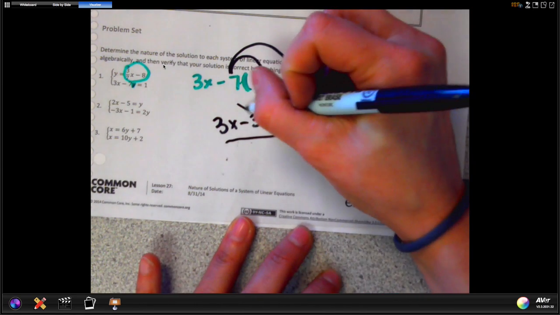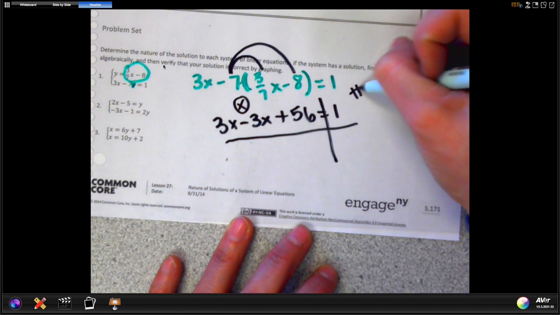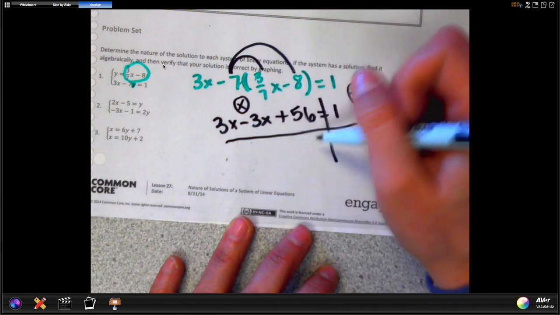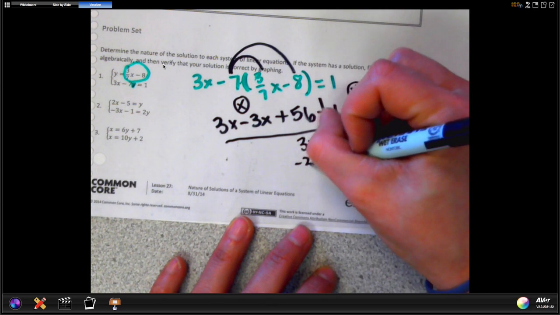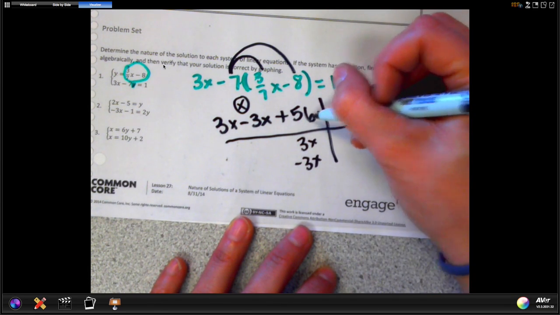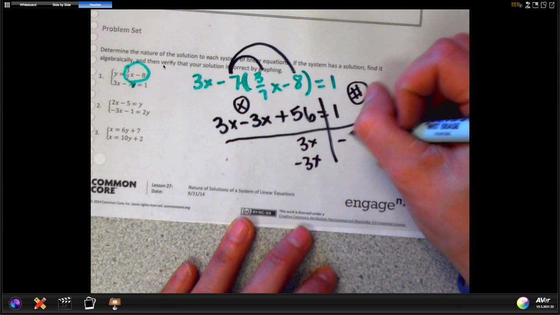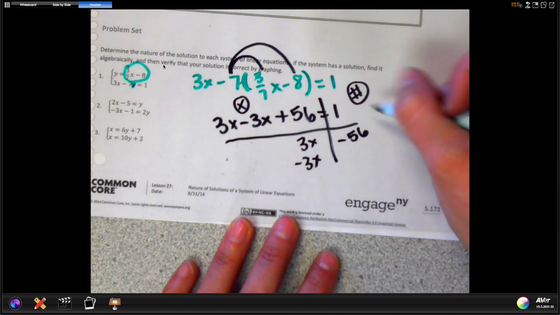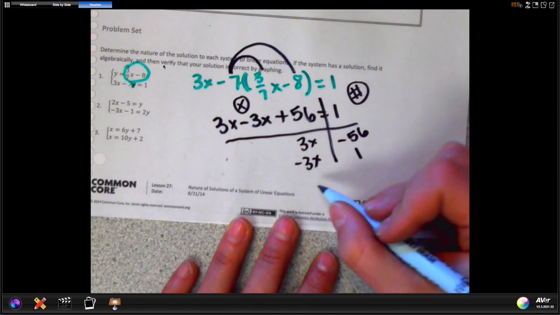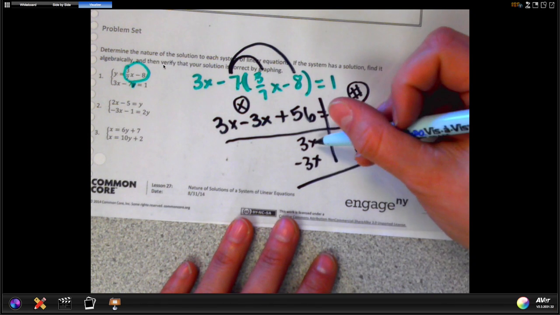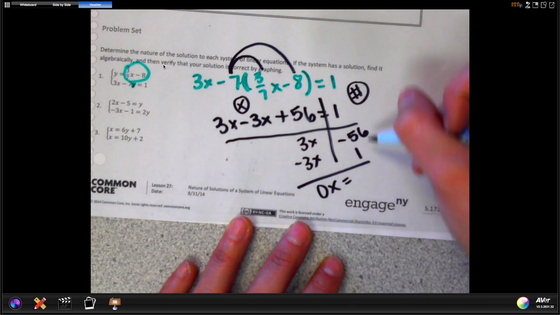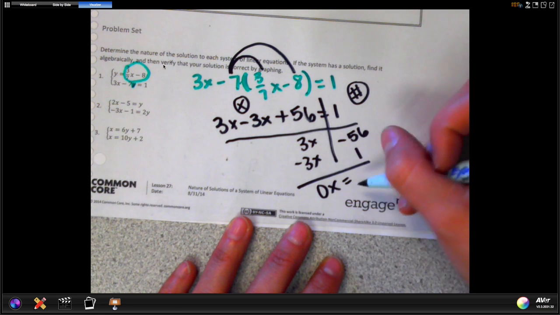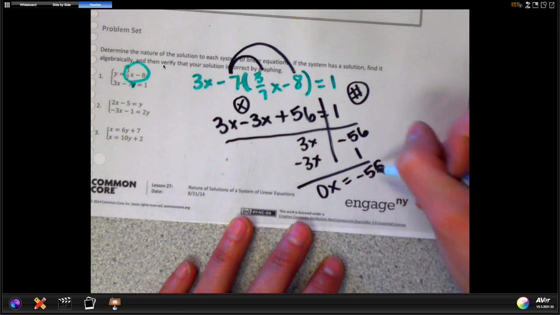So x is on the left, number is on the right, and we're going to bring 3x down. It stays on the x side. Negative 3x stays on the x side. 56 is a number. It crosses the line, so we're going to make it negative 56. 1 stays on this side. If we add these up, 3x plus negative 3x is 0x equals negative 56 plus 1 is negative 55.